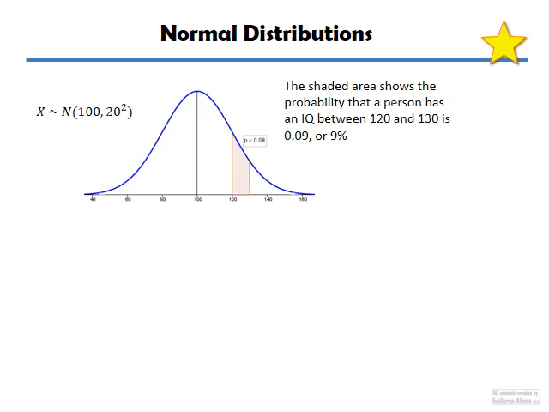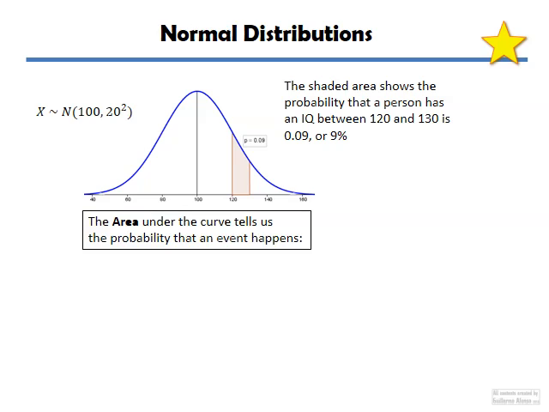We also say that if I represent the area under the curve, between the curve and the axis, this area here, if I calculate it, would be 0.09. The area under the whole thing would be 1. And the area here from 120 to 130 is 0.09. So if I go out on the street and pick somebody completely random and they happen to have an IQ between 120 and 130, the probability is 0.09. That's what the area under the curve is telling us too.